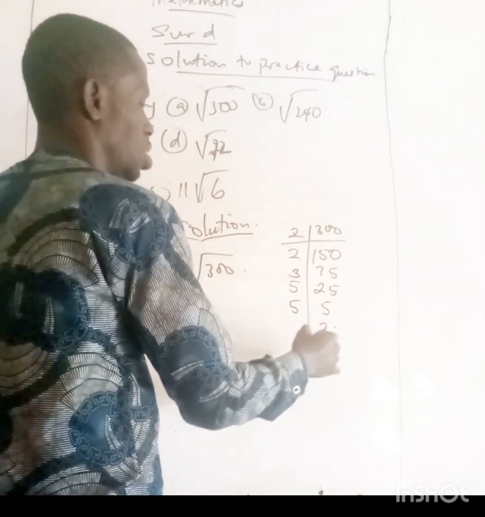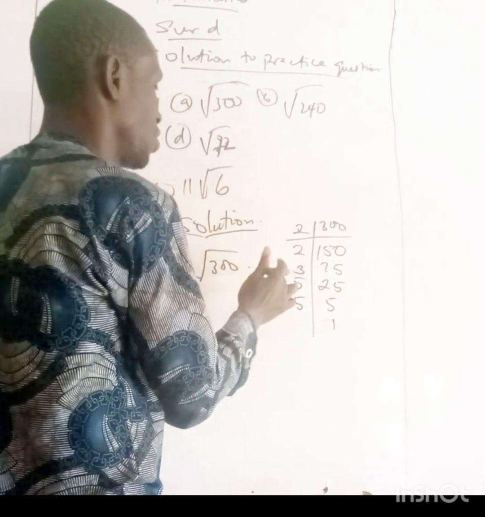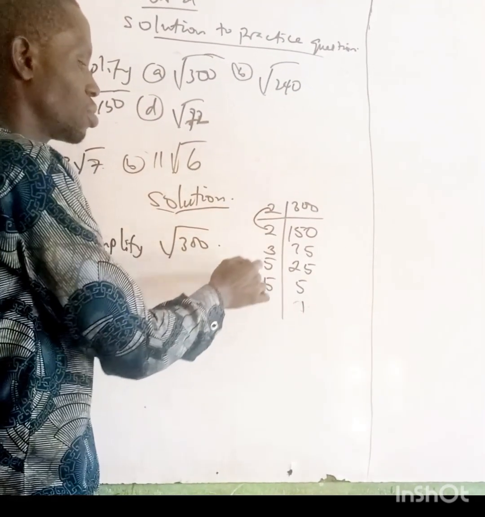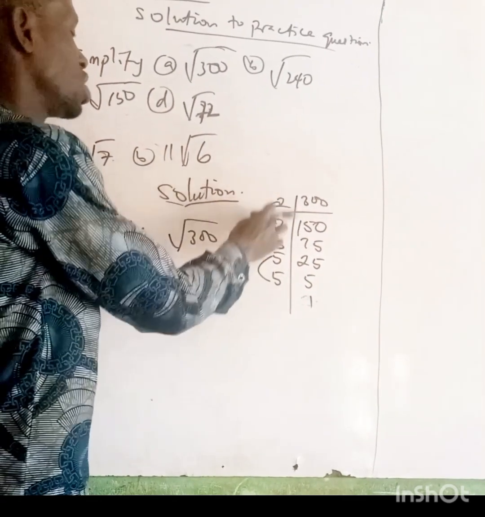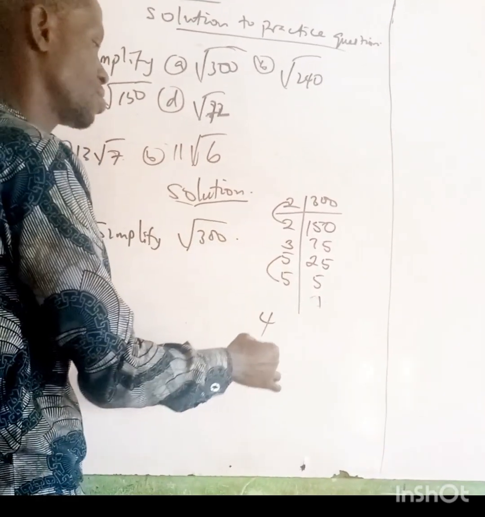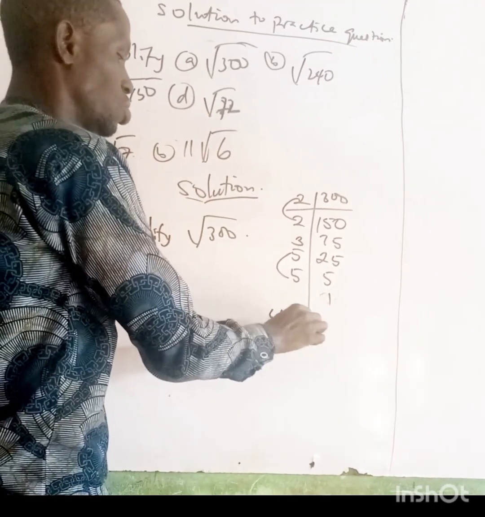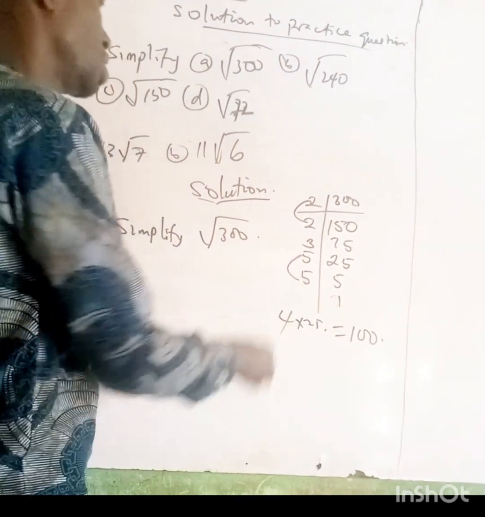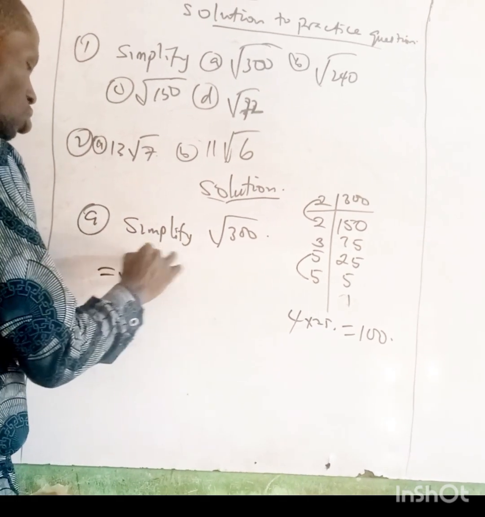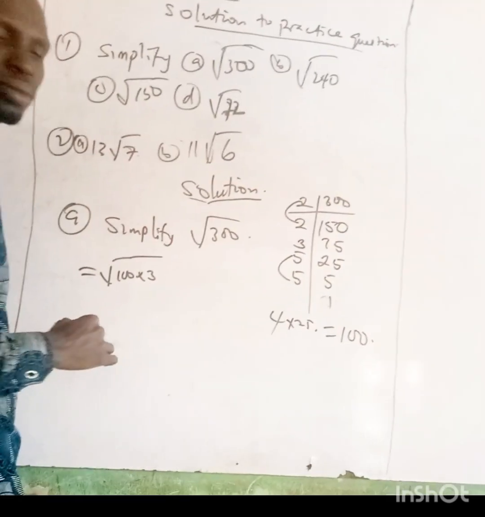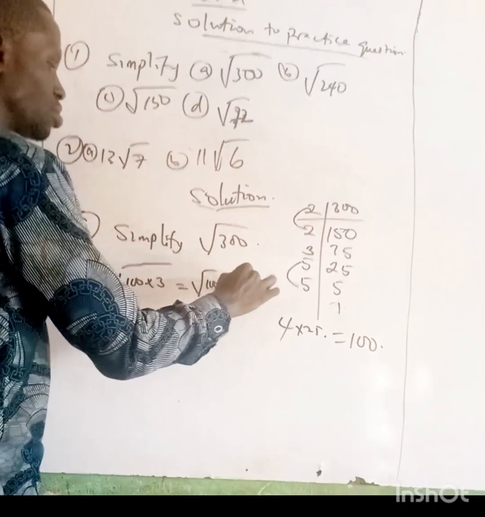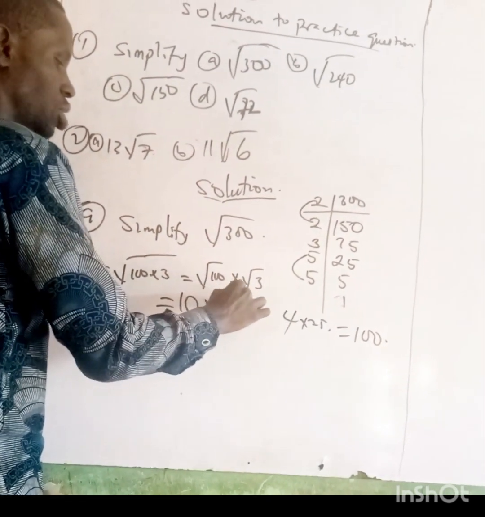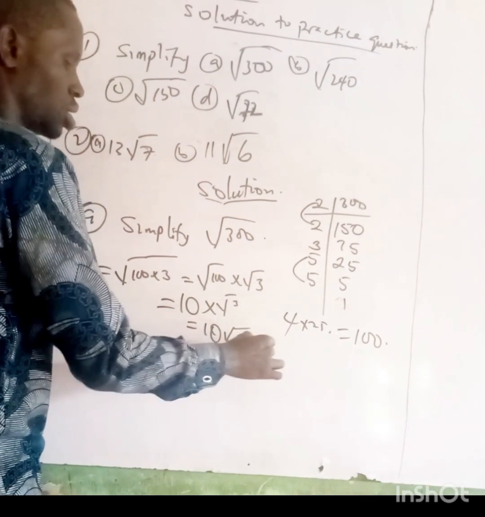Now if you see this, if you still remember how we used to do it the other time, any number that repeats itself, you multiply them together. So 2 and 2 repeat itself, that's 4. 5 and 5 repeat itself, that's 25. So 4 times 25, that's 100. So you have 100 times 3. So that will give us root of 100 times 3, which is root of 100 times root of 3. What's the square root of 100? That's 10 times root 3. So our answer is 10 root 3.